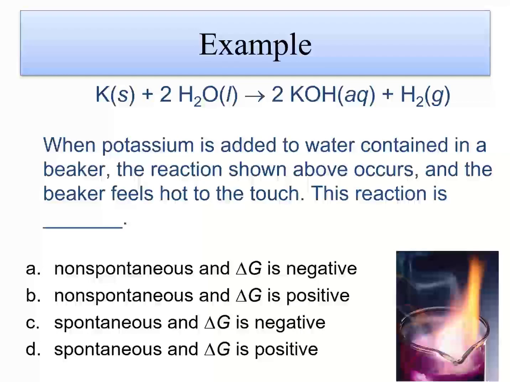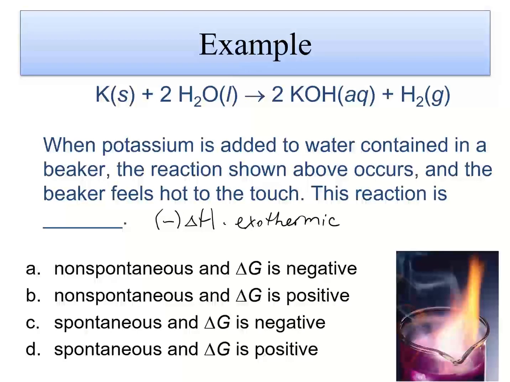When potassium is added to water contained in a beaker, the reaction shown above occurs, and the beaker feels hot to the touch. This reaction is... Here we need to determine whether the reaction is spontaneous or non-spontaneous, and what would be the sign of the delta G, of the free energy. The fact that the beaker feels hot to the touch means that heat is released. So the delta H sign is going to be negative for this reaction, which is favorable for spontaneity. This is an exothermic reaction.